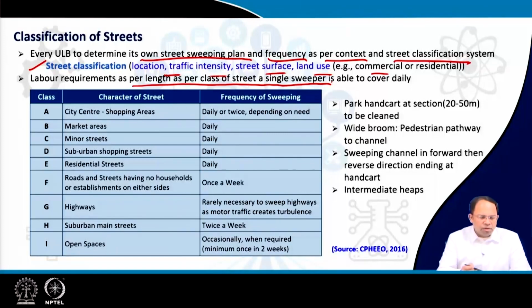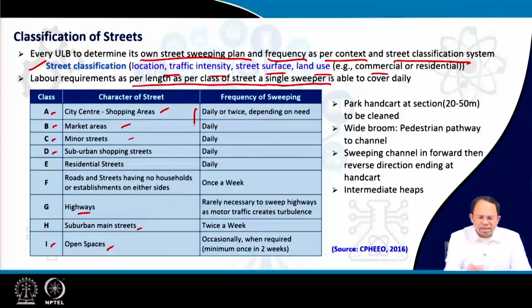For example, over here we have first shown the different classes of street, starting from A, B, C, D up to H and I. I is open, not actually a street, it's an open space, whereas G is a highway, H is a suburban main street, and F, A, B, C are the city center area. Again, A is not a street but a city center area with a lot of streets, of course, and a lot of pedestrian pathways, plazas and all this. And B is a market area, C is a minor street and so on.